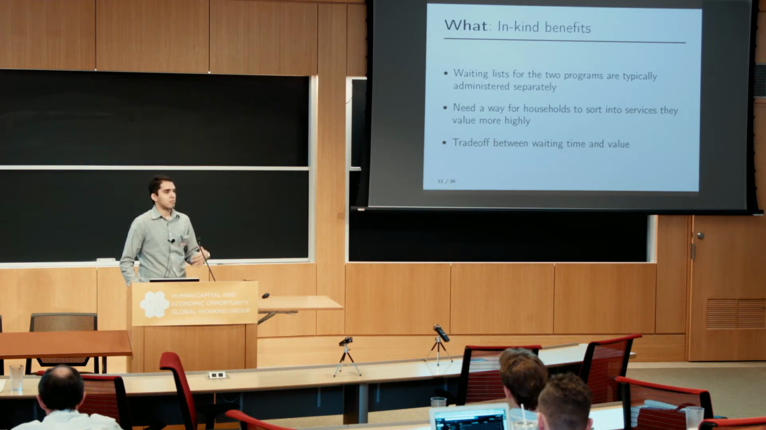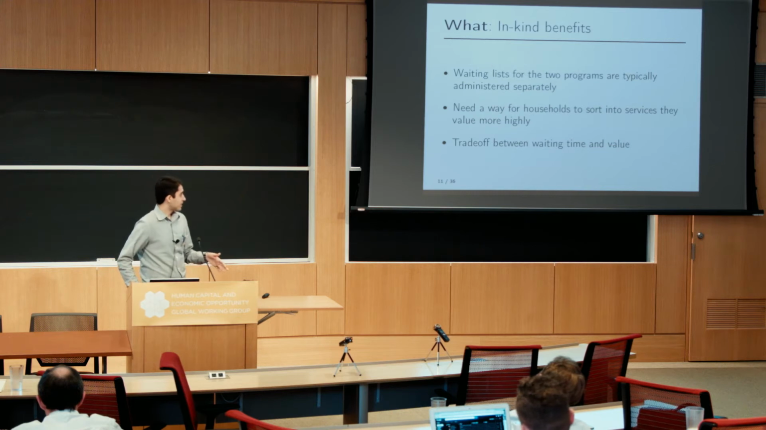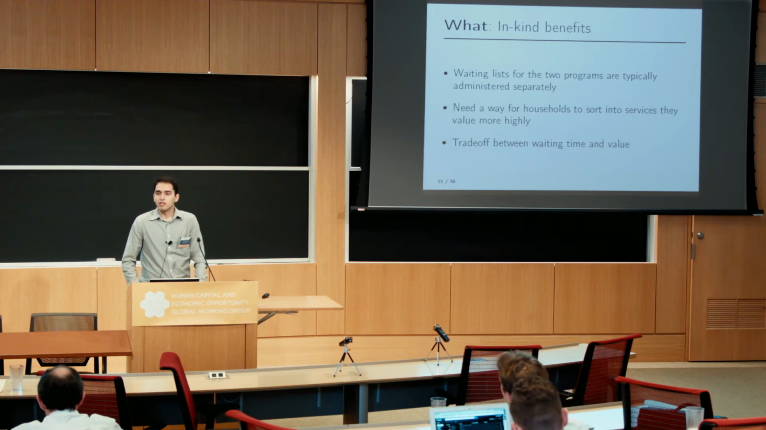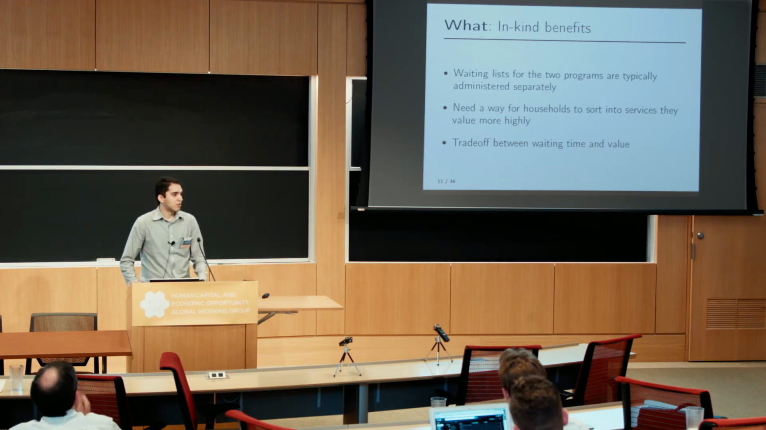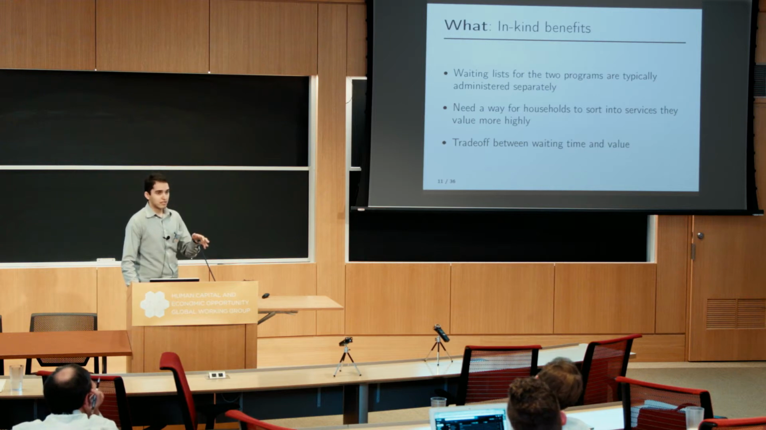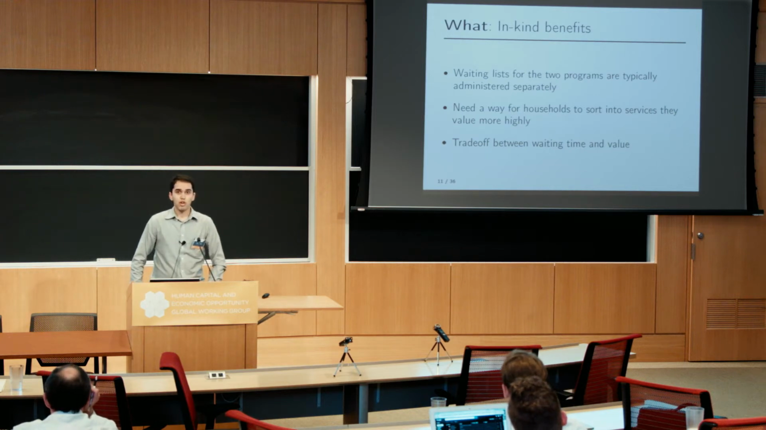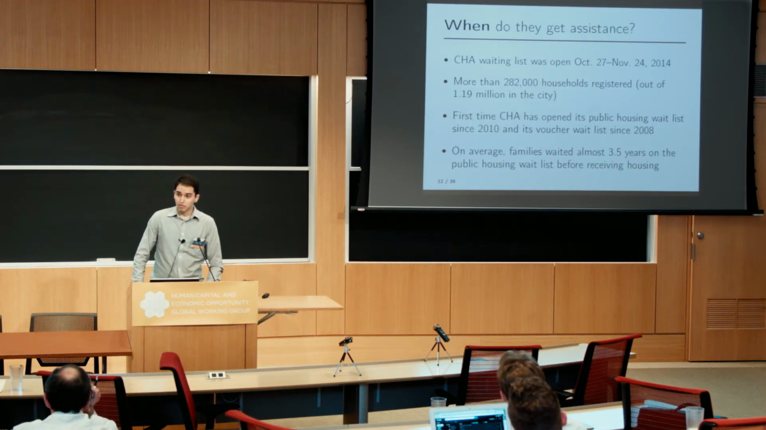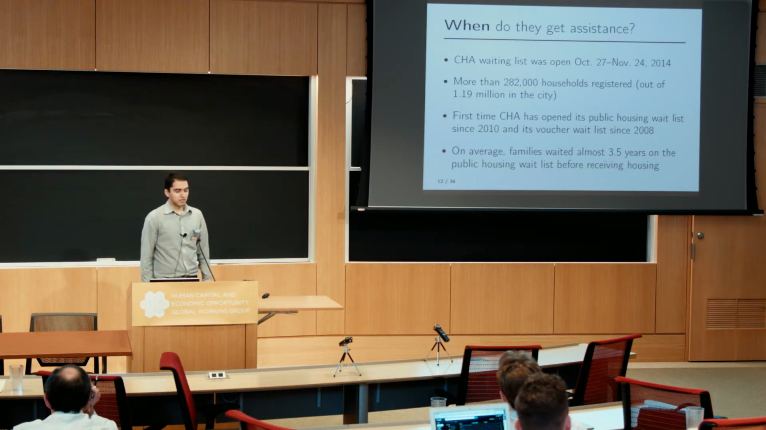And so you could imagine, for example, running a single lottery. If you get a single lottery number, then you can sort into which program you find more effective for you. That would allow people to exhibit their preferences over these different types of assistance and more effectively sort into what they perceive to be more desirable. Now, this is something that's going to feature in the example that I'm going to discuss in more detail, which is where people are assigned. But first, I want to talk about when people get assistance.